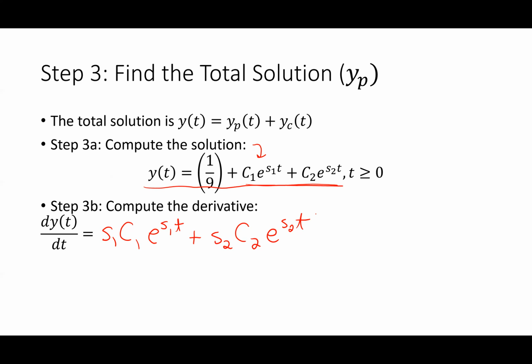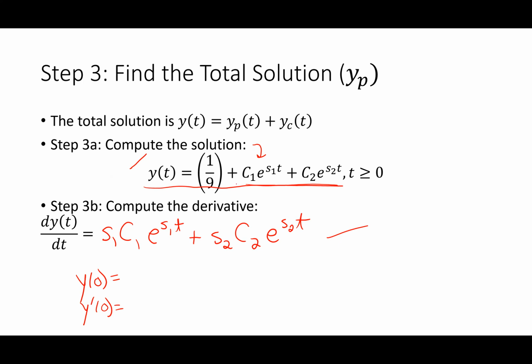What are the two things I'm solving for here? C1 and C2. So I got two equations and two unknowns. This is one of them. This is the other one. My initial conditions happen at t equal to 0. So if I plug in t equal to 0, what do those two equations become? y of 0 is what, and y prime of 0 is what?